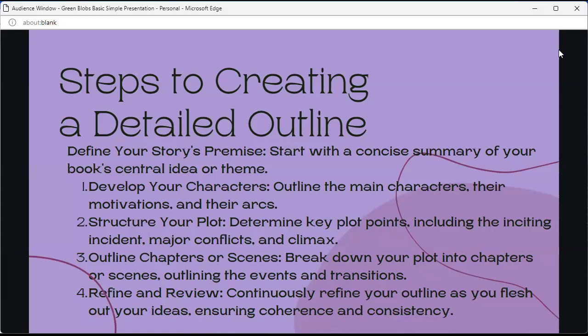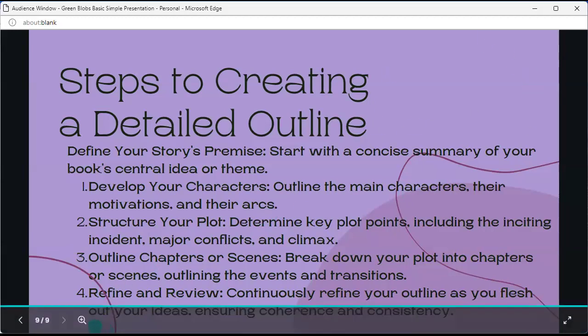The outline of the chapters or scenes. Break down each of your plots into a chapter or scene and outline the events and transitions. And then refine and review. Continuously refine your outline as you flesh out your ideas, ensuring coherence and consistency. And that's all for outlining your book.